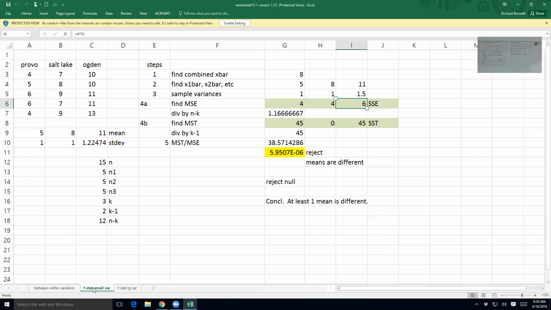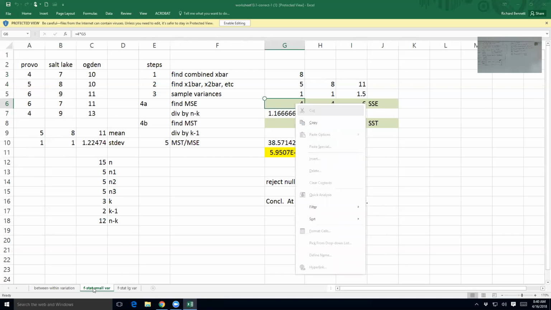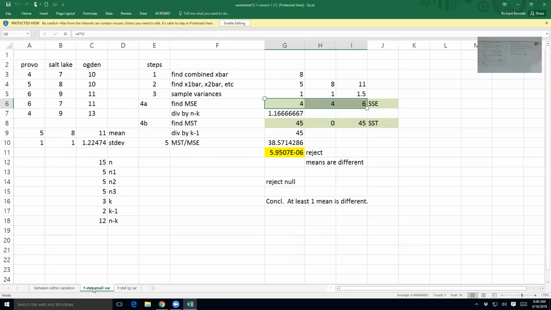Now, in this case, I'm going to take the SSE. 4 plus 4 is 8 plus 6 is 14. I'm going to take the sum of those 3 here, 14 divided by n minus k. Now my n in this case, I've got 5 times 3 is 15, right? 15 data points. I've got 3 samples. 15 minus 3 is 12. So this sum here, 14 divided by 12 equals 1.166. So that's actually my denominator.